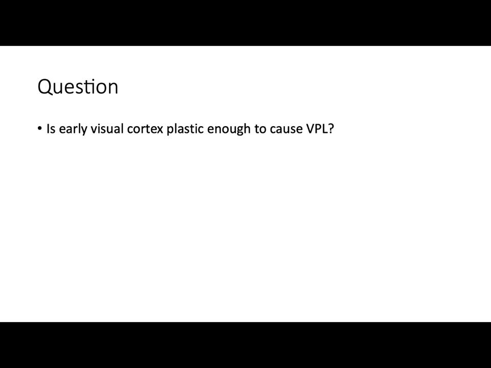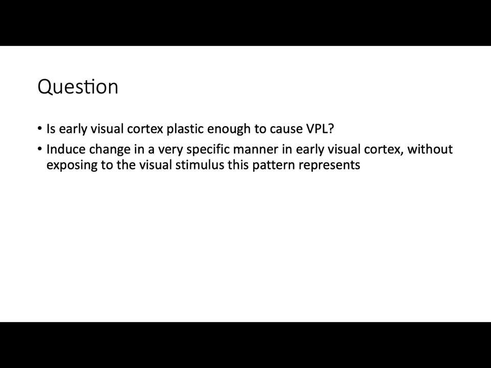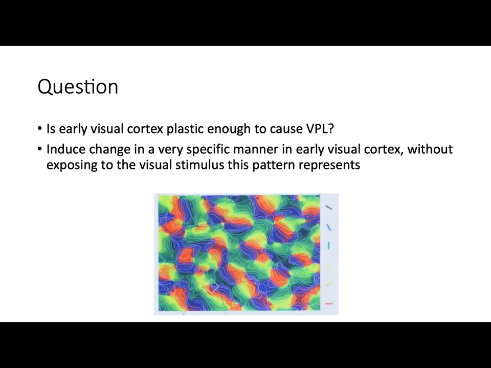So the question they wanted to ask was, is early visual cortex plastic enough to cause this visual perceptual learning? So if we make a change in visual cortex, will this entail visual perceptual learning? So what they wanted to do was to induce a change in a very specific manner in early visual cortex in V1, without exposing V1 to the stimuli that would cause this change.